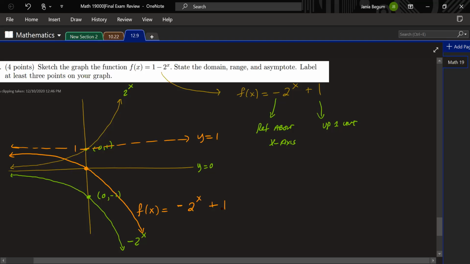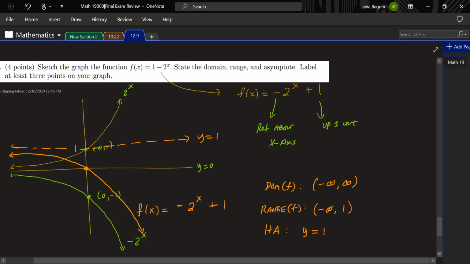So now from the graph, you can label the domain, range, and asymptote. So the domain of f is going to be what? What's the domain? -infinity and infinity. Right, it's always all real numbers. Now what about the range? Is it -infinity and 1? So it's -infinity and 1 open, because 1 is the horizontal asymptote. And then we have a horizontal asymptote at y equals 1.